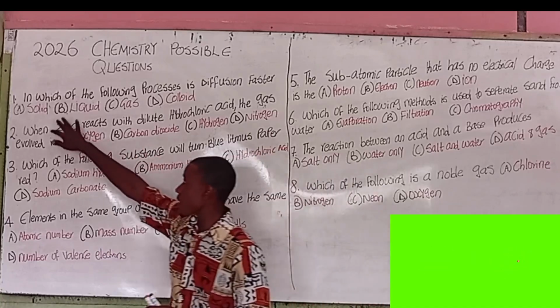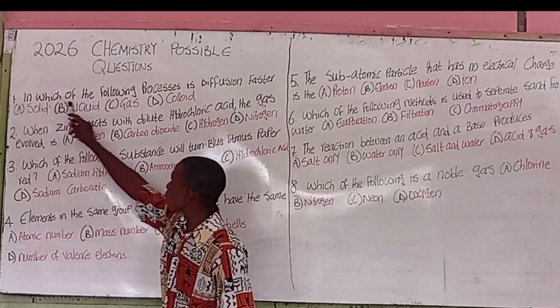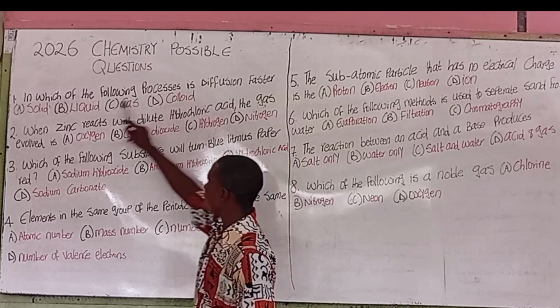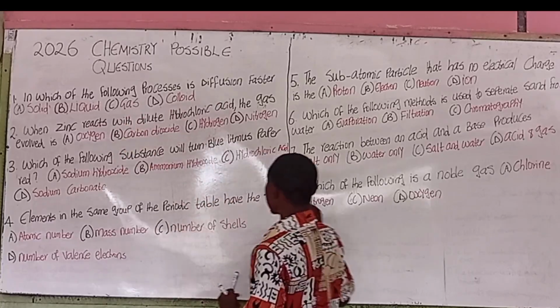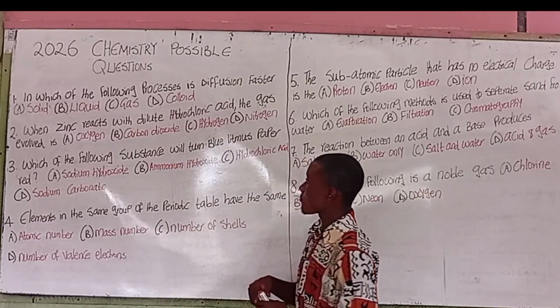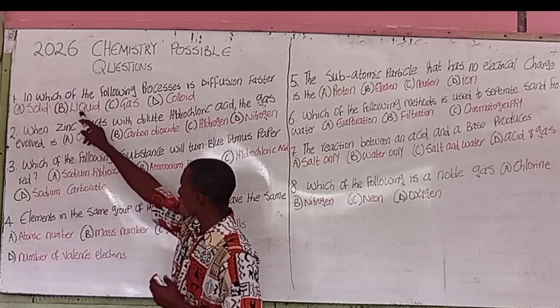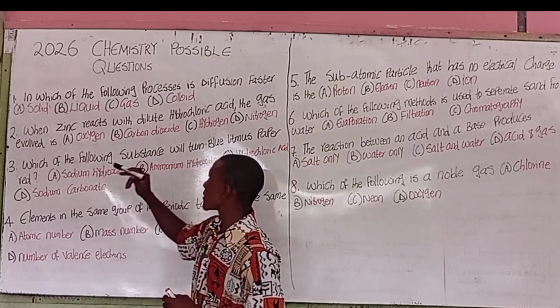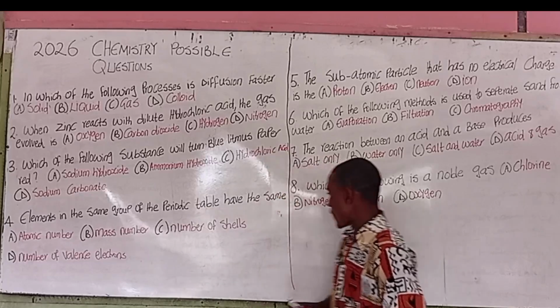So without wasting much time, we are going to be hitting on the number one question here. It says, in which of the following processes is diffusion faster? Now we have the first option here, which is solid. The second option is liquid. The third option is gas, and the fourth option, option D, is colloid.